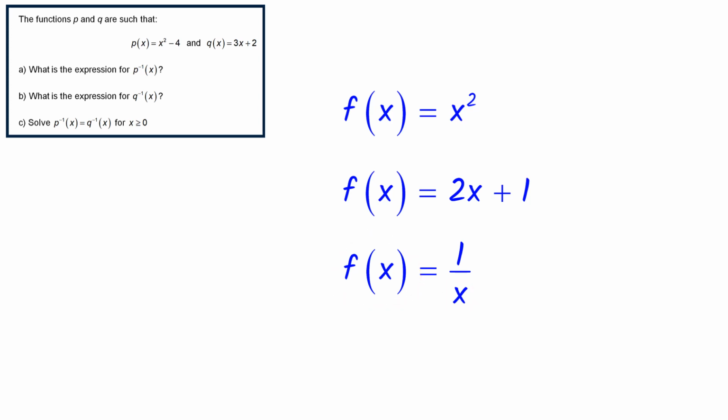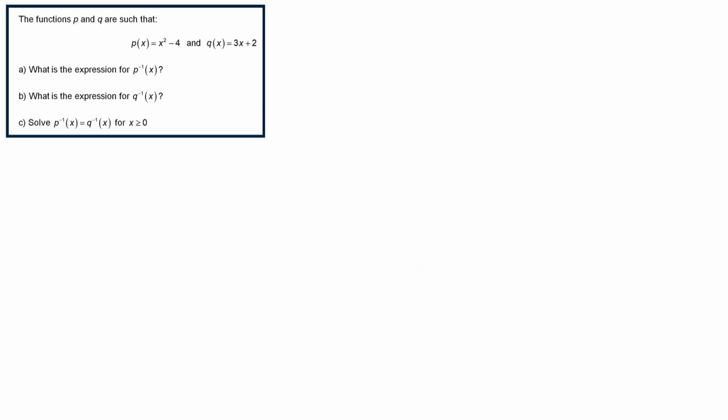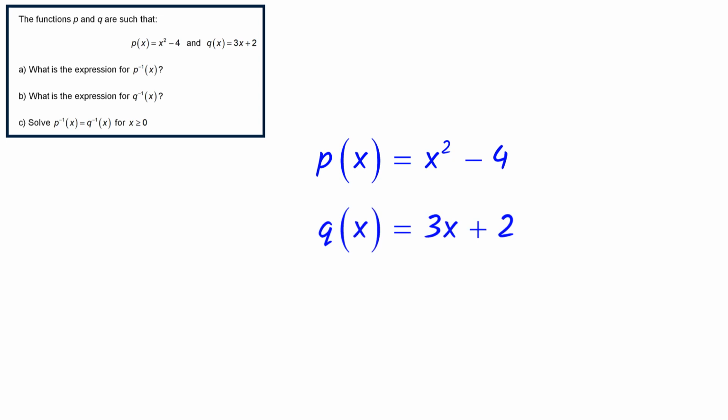So f(x) means the same thing as y, but it doesn't have to be the letter f either. We could have written these as q(x) equals x squared, q(x) equals 2x plus 1, or q(x) equals 1 over x. And the variable doesn't have to be x either. For example, we could have had a instead, so that the function is f(a) equals a squared, f(a) equals 2a plus 1, or f(a) equals 1 over a. So the letters are arbitrary too. So don't be concerned with p(x) equals x squared minus 4 and q(x) equals 3x plus 2 in this question. It just means the same thing as y equals x squared minus 4 and y equals 3x plus 2.